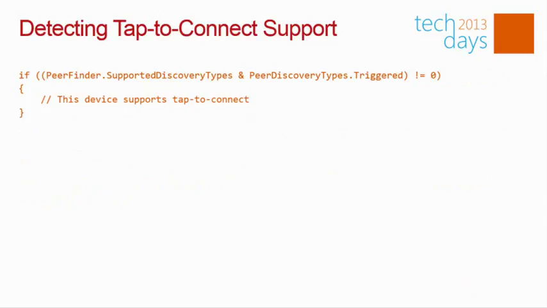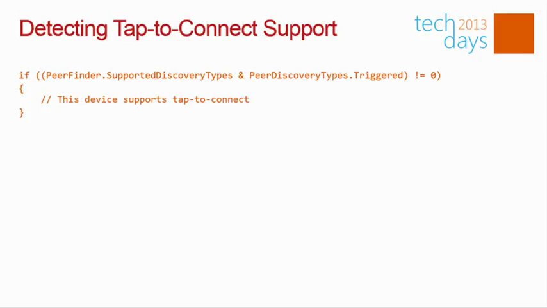Here's how you use the Peer Finder class to tap two devices together and establish a socket connection between the two, so that they can continue to communicate even when they are pulled apart. First, you check the Peer Finder class's static supported discovery types property, and you look for a bit flag whose name is PeerDiscoveryTypes.Triggered. If that bit flag is present, that means that tap and connect scenarios are supported on this device. In other words, we can tap it to another device and establish a network connection with it.